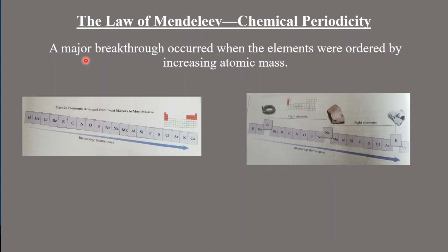A major breakthrough came when he arranged these elements in order of increasing atomic mass. He examined his arrangement of cards, looking for elements with chemical properties similar to those of sodium. He noticed something interesting: the 8th element to the left and to the right of sodium in his list were elements with chemical and physical properties identical to those of sodium. The 8th element to the right was potassium and the 8th element to the left was lithium.